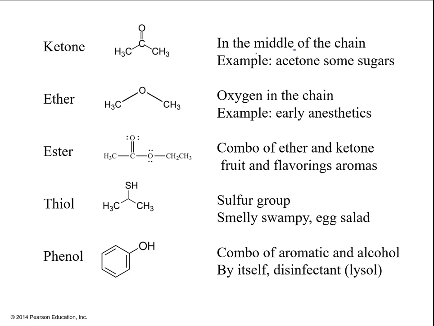So ketones are always in the middle of a chain. You'll never find them on an end. It's just a double bond oxygen sticking off of a carbon. Acetone, like nail polish remover, that is a ketone. Ethers are when the oxygen is part of the chain. So if you have carbon, carbon, oxygen, carbon, so it's just single bonded to carbons on either side, that's where the oxygen's part of the chain.